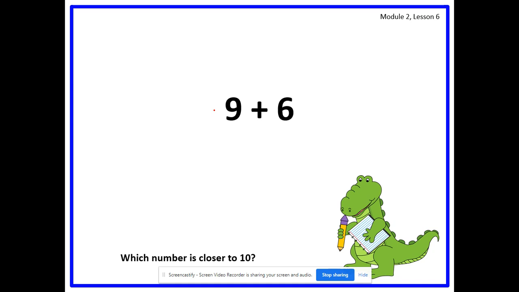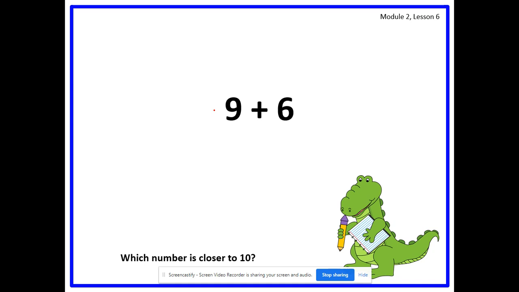Let's go ahead and read the expression together. Get ready. 9 plus 6. Let me ask you this. Which number is closer to 10? 9 or 6? Get ready. Yes, 9. So that means that we're going to make 10 with number 9.